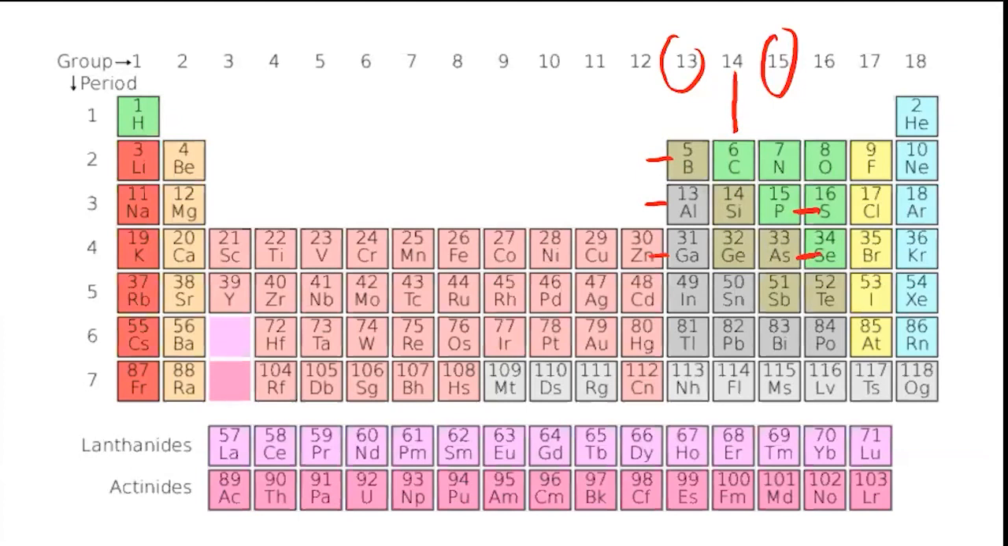For doping, we use either these right hand side elements like phosphorus and arsenic. They introduce electron rich impurities. And boron, aluminum, and gallium, if we introduce them, we introduce electron deficient impurity.